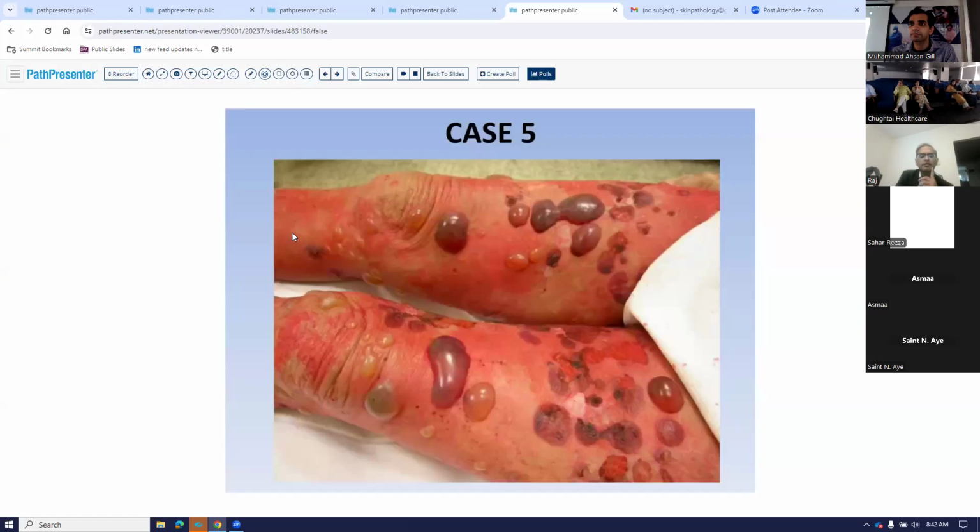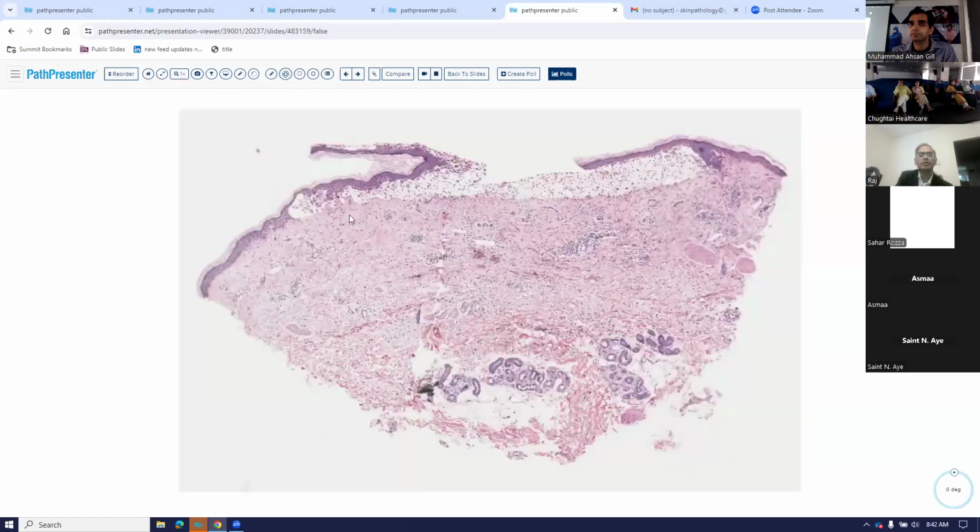Moving on to the next pattern, this is a very classic case of bullous pemphigoid, where you can see large bullae in an older patient. So when you look at the biopsy in a case of a bullous reaction pattern, don't try to jump to a diagnosis that this is bullous pemphigoid. Always first see where the bulla is.